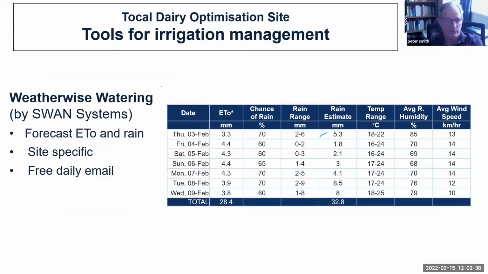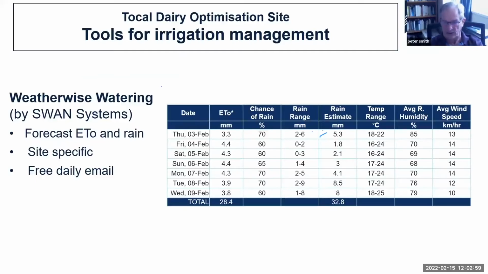This tool is another one we used at Tocal. It's another free one, which I encourage all dairy farmers to be on, supplied by Swan Systems, which is a commercial supplier of scheduling systems. But this information they provide free for your specific site. You go onto their website and set yourself up. And it gives you a forecast.